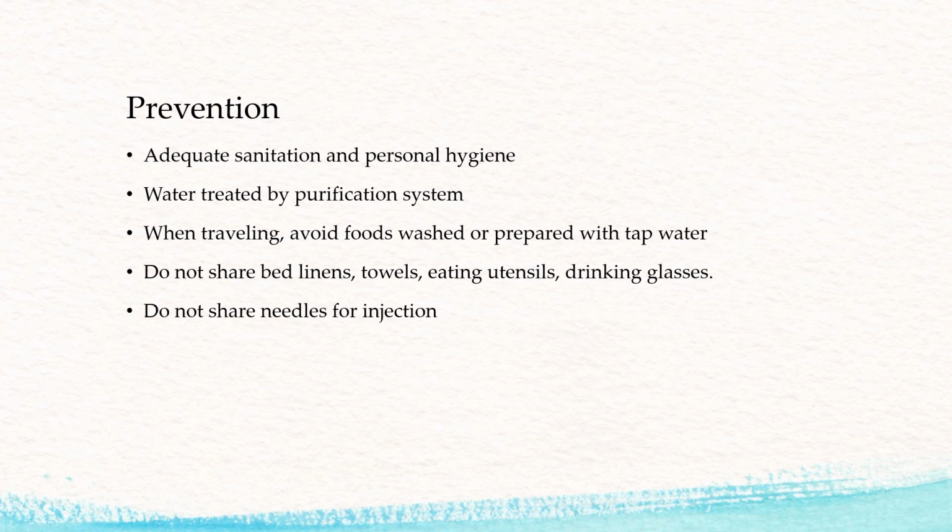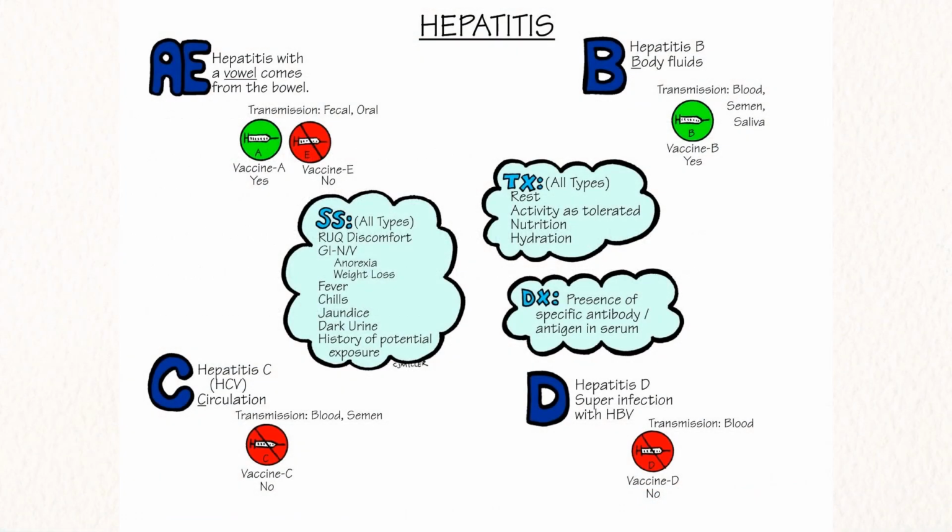Making sure our water is treated by a purification system. When traveling, avoiding foods washed or prepared with tap water. That's when you go out of the country and people say don't drink the water, because their purification systems may not be as advanced as ours, and it's mixing and getting feces in the water and then transmitting that way. Not sharing bed linens, towels, eating utensils, drinking glasses, and not sharing needles.